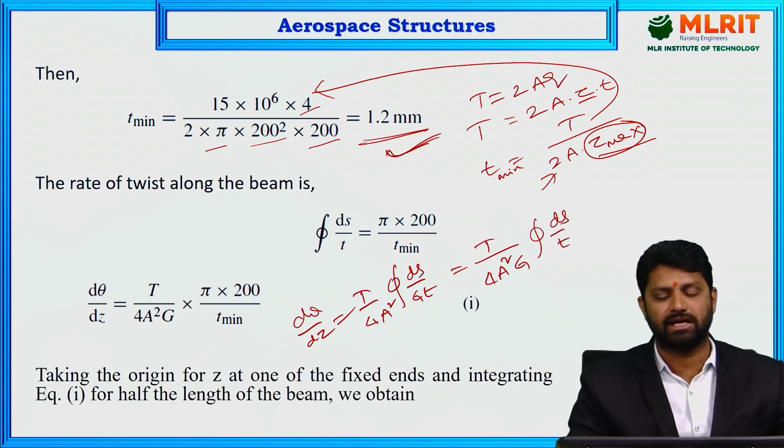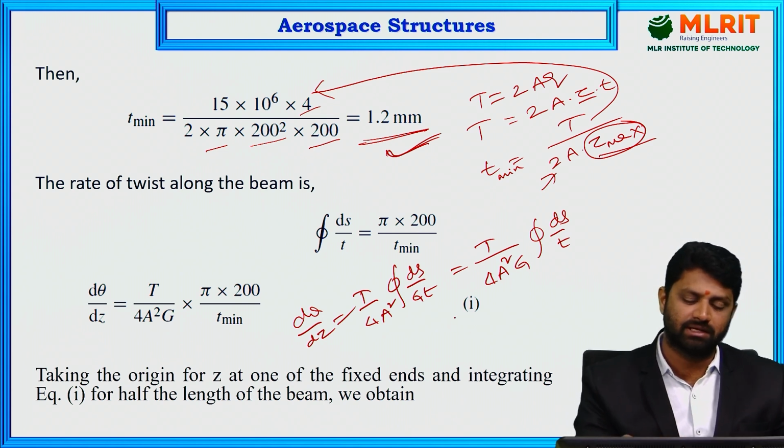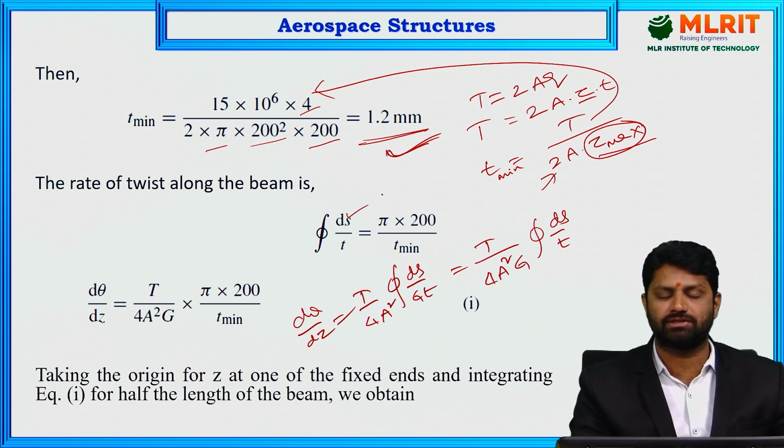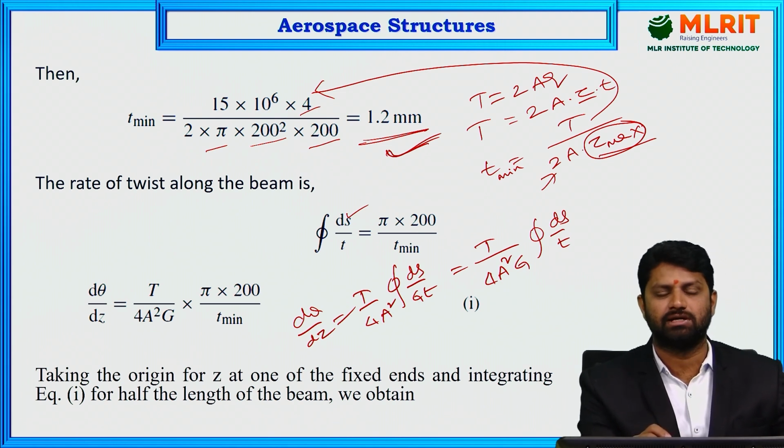Coming to here, the cyclic integral of ds by t. Now this cyclic integral of ds by t is nothing but, ds is the circumference, that is the total length around the beam. Since it is a circular cross section, that is a shaft, you can use pi into d as the circumference.